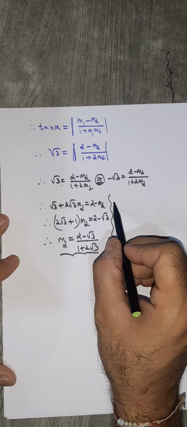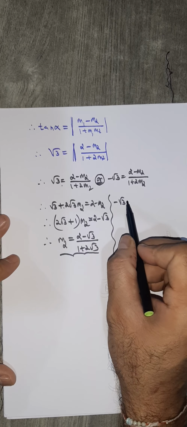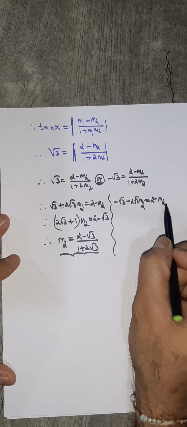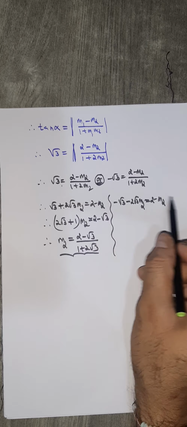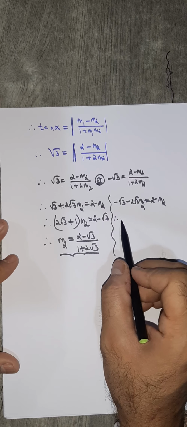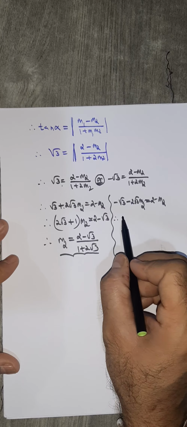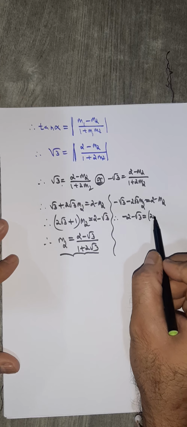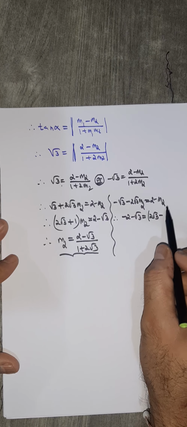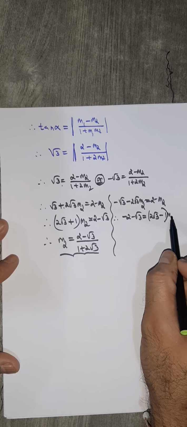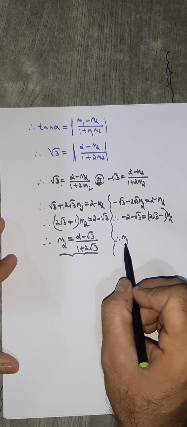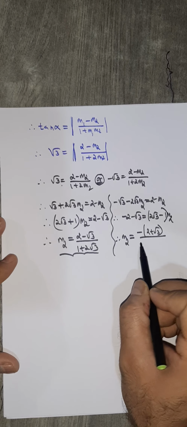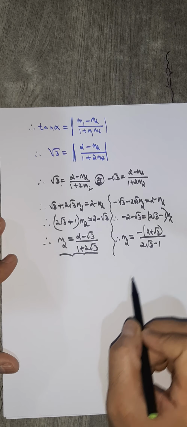What will we get here? Same procedure. This is simple algebra. Minus root 3 minus 2 root 3 m2 equals 2 minus m2. Okay, I'll take this one on that side, 2 over here. So this is minus 2 minus root 3, and I'll take m2 common here. So 2 root 3 minus 1 into m2. So what is m2 from this? Minus, if I keep outside, 2 plus root 3 upon 2 root 3 minus 1.